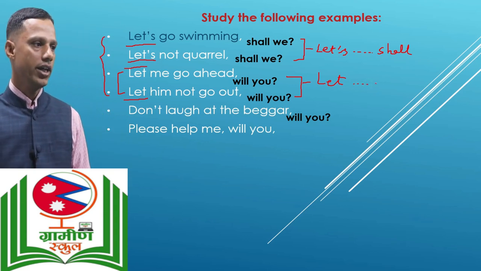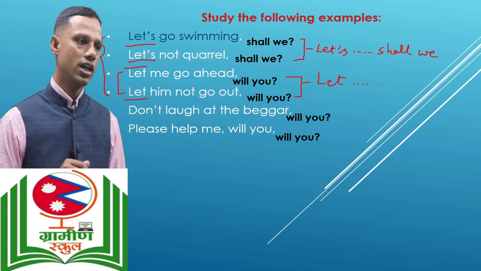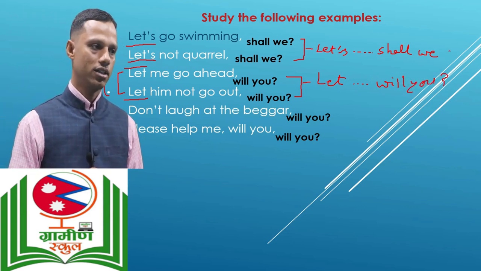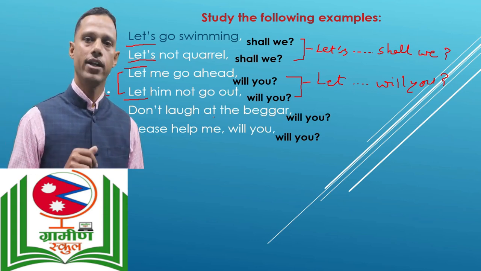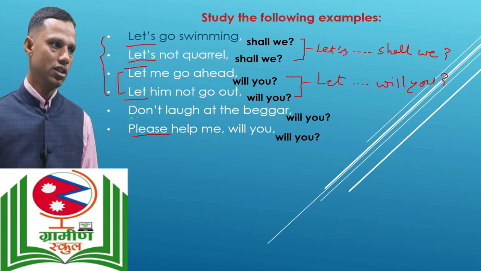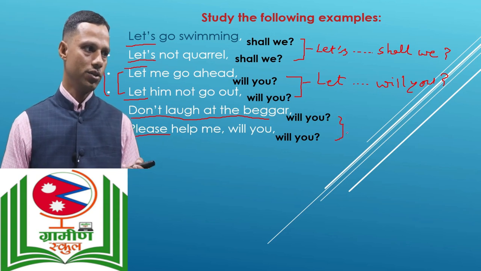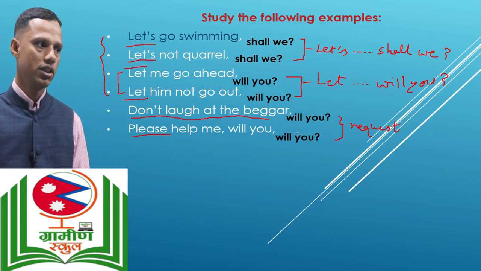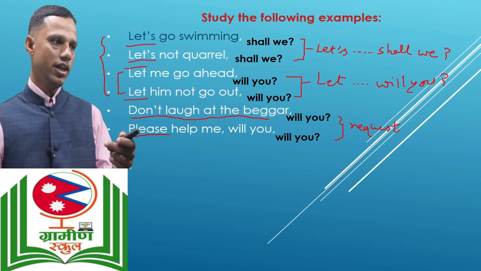In the same way, when the sentence begins with the word let, then the question tag will be will you. Then when there is a request, an imperative sentence meaning request, you can also make the question tag will you. Don't laugh at the beggar. Will you? Please help me. Will you? So we can make the question tag of the sentences that begin with let's, let, or any imperative that may be an order or a request. You can make it as in the examples.